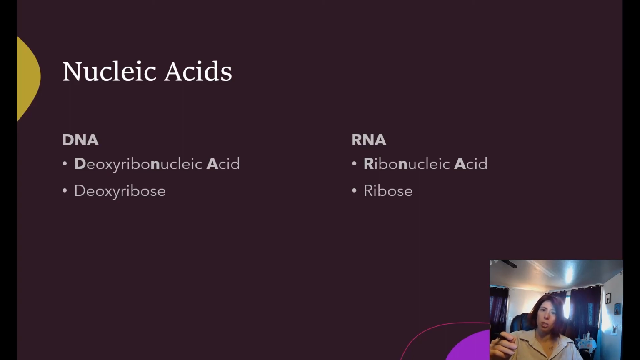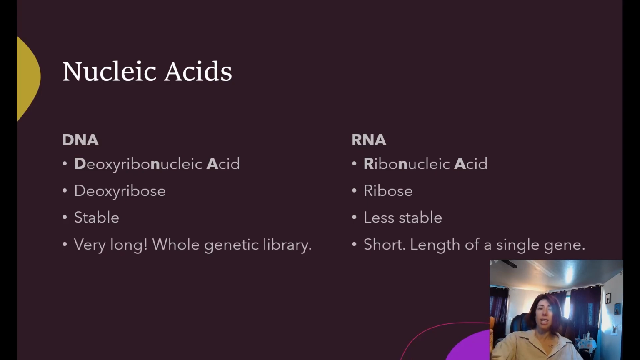They're both 5-carbon sugars. The difference is in that one hydroxyl group. Ribose is a little bit more reactive, and deoxyribose is a little bit more stable. So that makes DNA a more stable molecule than RNA. Also, DNA is extremely long. There's 6 feet of DNA in every single one of your cells.